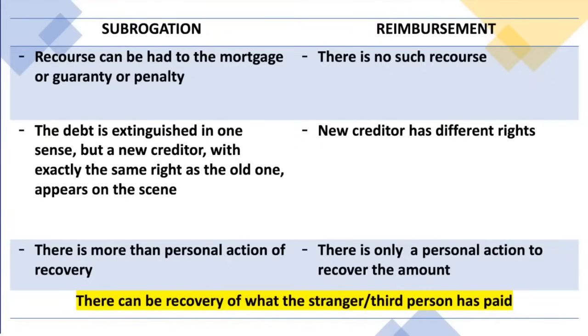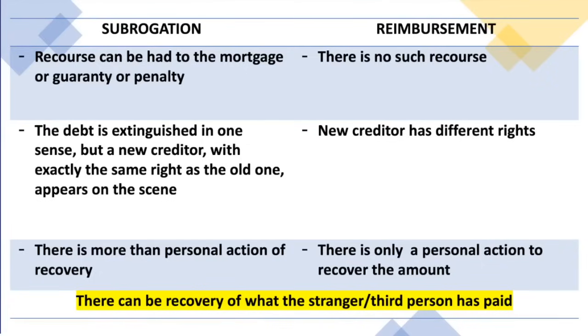Yung debt, dito naman sa subrogation, the debt is extinguished in one sense, but a new creditor with exactly the same right as the old one appears on the scene. Diba? Nawala yung obligation pero merong bagong creditor with the same right exactly dun sa dating creditor. Kasi siya na ngayon yung mag-exercise ng lahat ng right na meron dun kay original creditor. Dito naman sa reimbursement, si new creditor has different rights. Wala siya, hindi niya ma-acquire yung rights na yun.